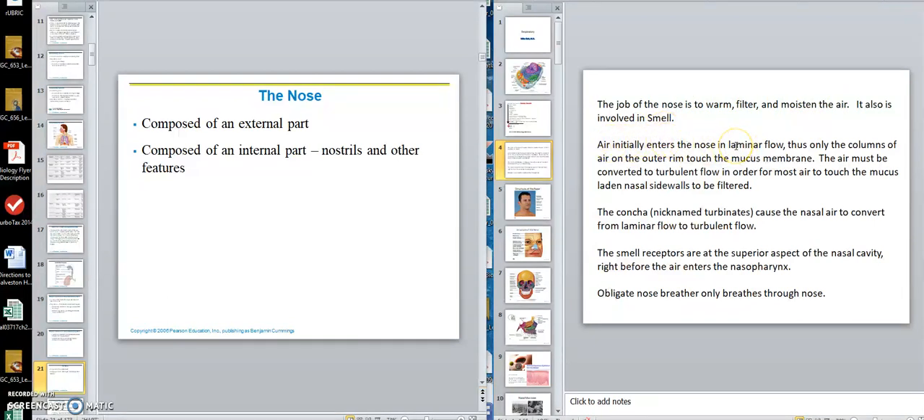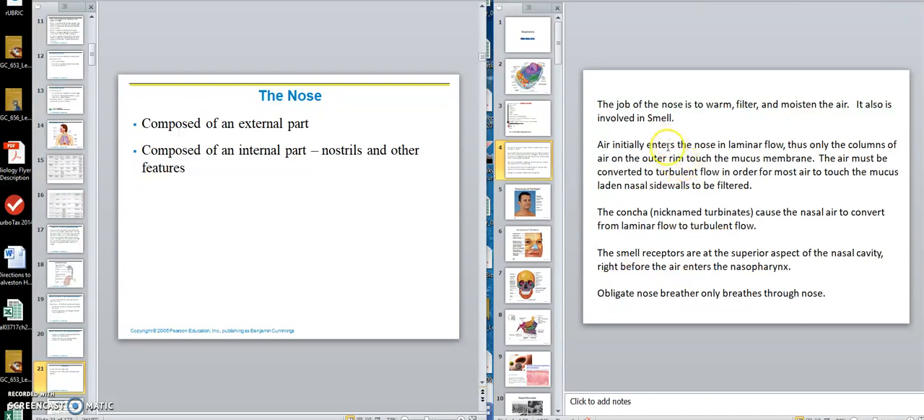Now see, this is where you go back, because remember when I did the mathematics of circulation, we talked about laminar flow and turbulent. Air initially enters the nose in laminar flow. You bring it in through your nostrils. Thus, only the columns of air are the outer rim. See, in order for the air to get filtered, and think about how laminar is. You bring in a solid column of air, but it's in laminations. The outer rim of air would touch the side wall of the nose, where the hairs are in the mucous membrane.